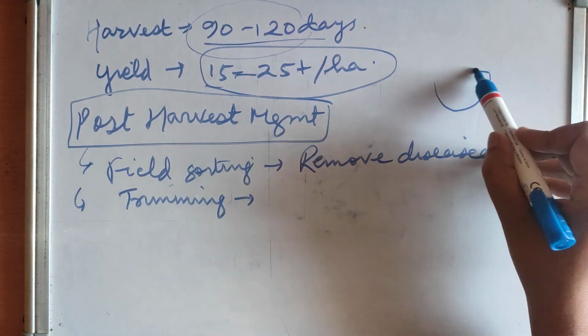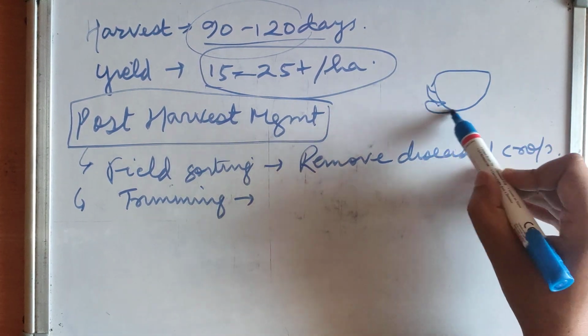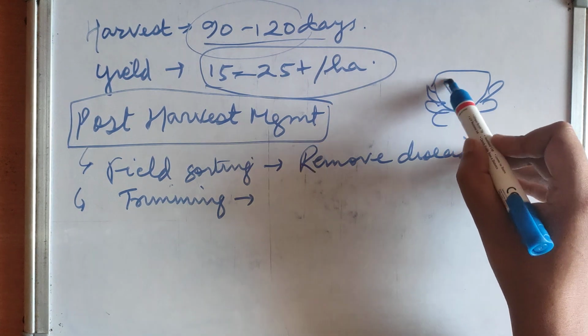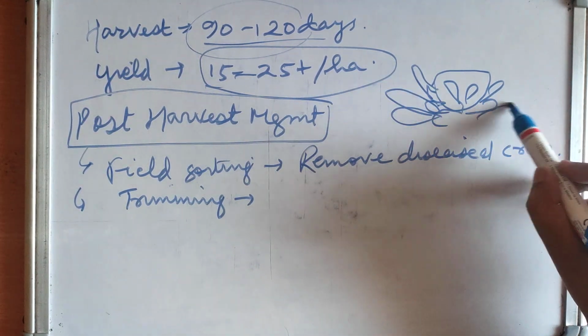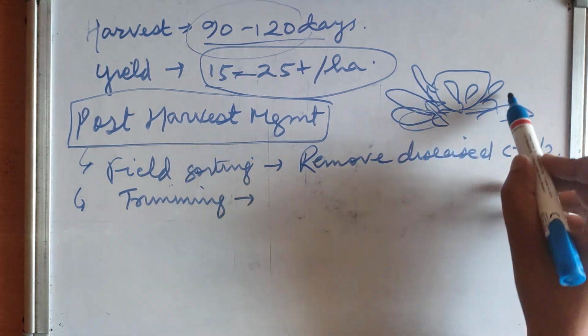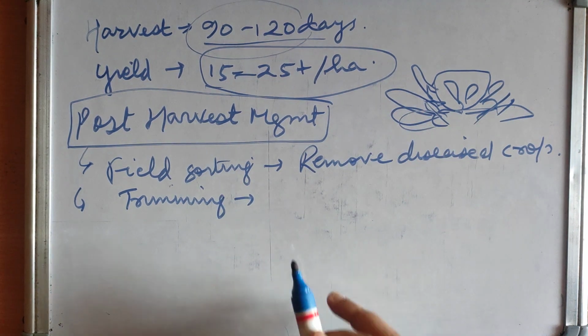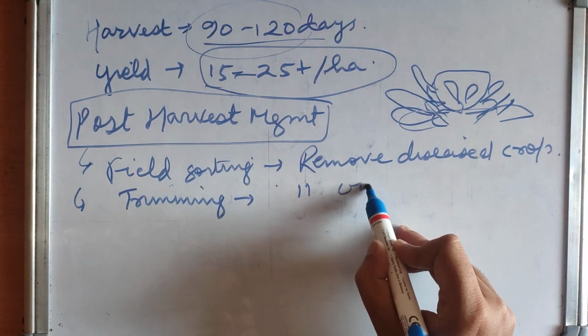You see in the market that cauliflower is like this, normal. But when you see it in the field, these are quite big. They have got leaves here. So we need to trim these parts. So here we remove unwanted parts.